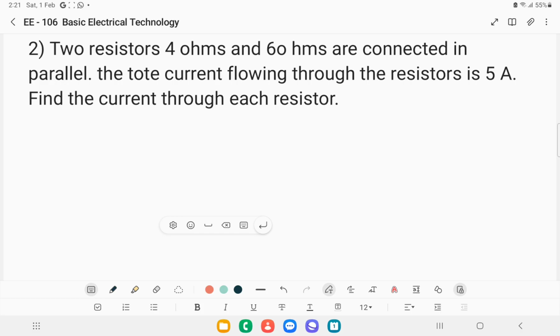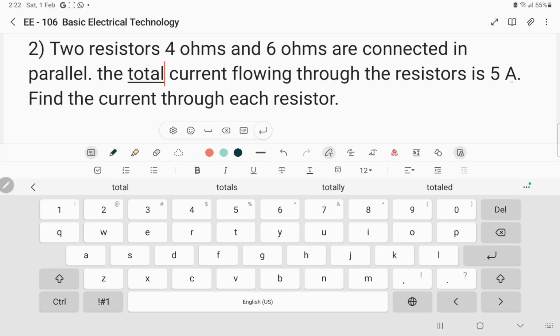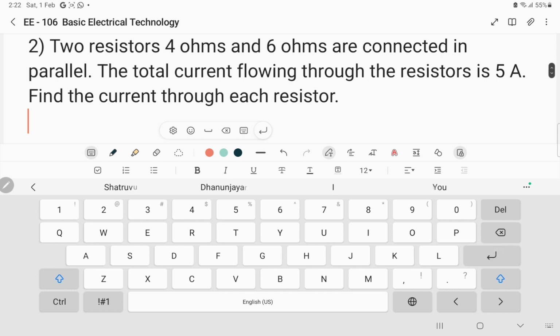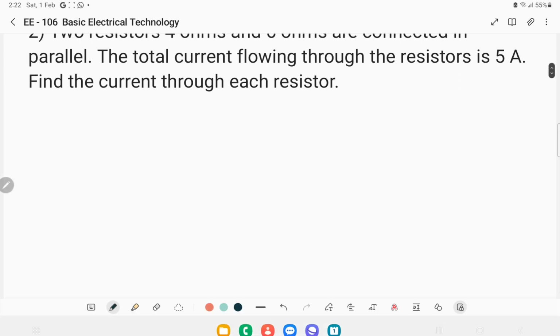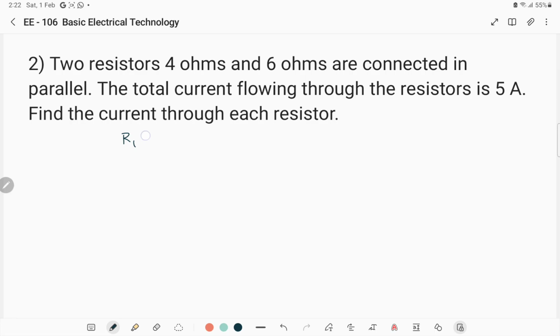Two resistors 4 ohms and 6 ohms are connected in parallel. The total current flowing through the resistors is 5 ampere. Find the current through each resistor. This is the problem. Let's solve it. Let's take R1 as 4 ohm, R2 as 6 ohm. The total current I is given as 5 ampere.